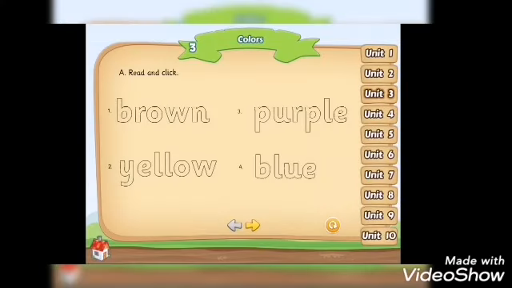Okay, now my kids, please open your workbook, page 18, exercise A, read and color, and page 19, exercise B, color all these faces, okay, and send me the homework.